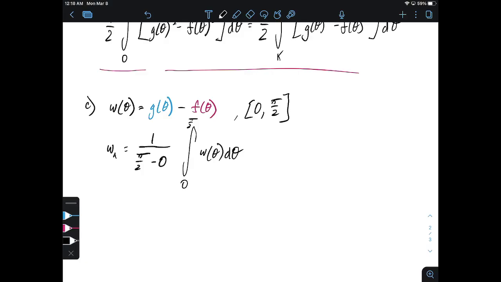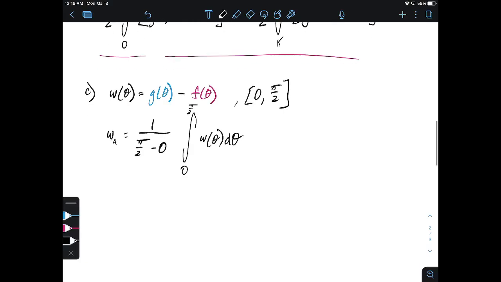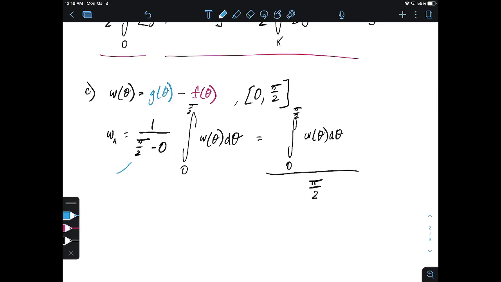Now, the reason behind this is simple, you can alternatively write this as the integral from 0 to pi halves W theta d theta over pi halves. And that's obviously mathematically the same thing, it's just a conceptual thing. Now, these clearly relate to our intervals. These are intervals, and we're subtracting them.